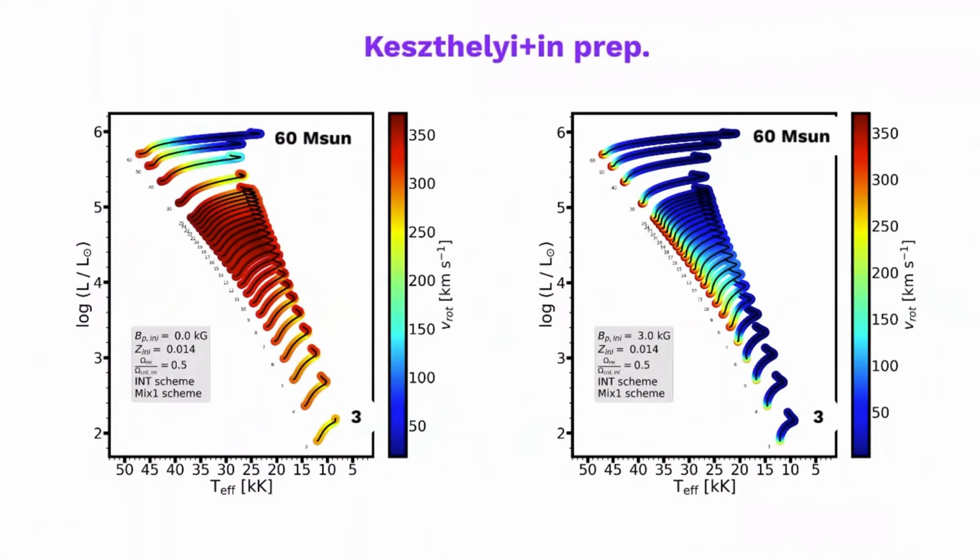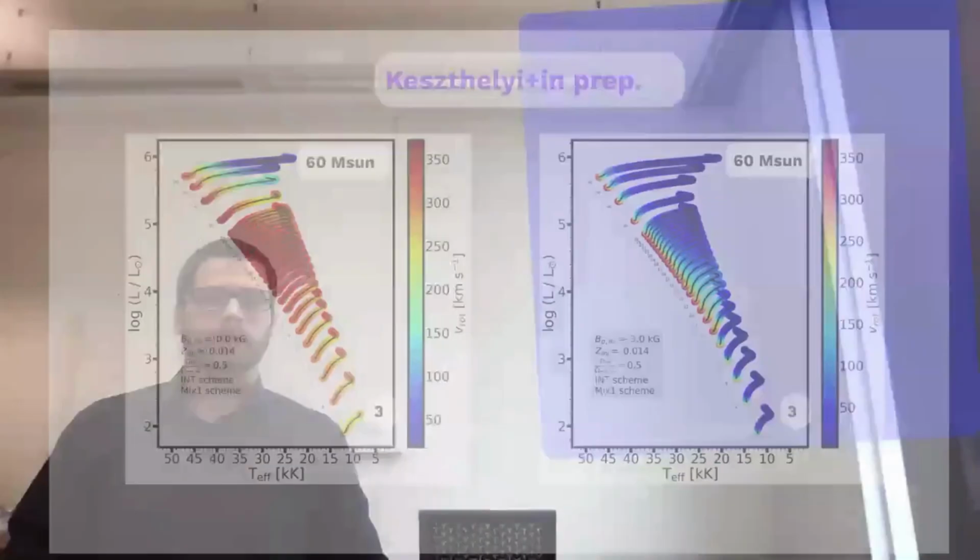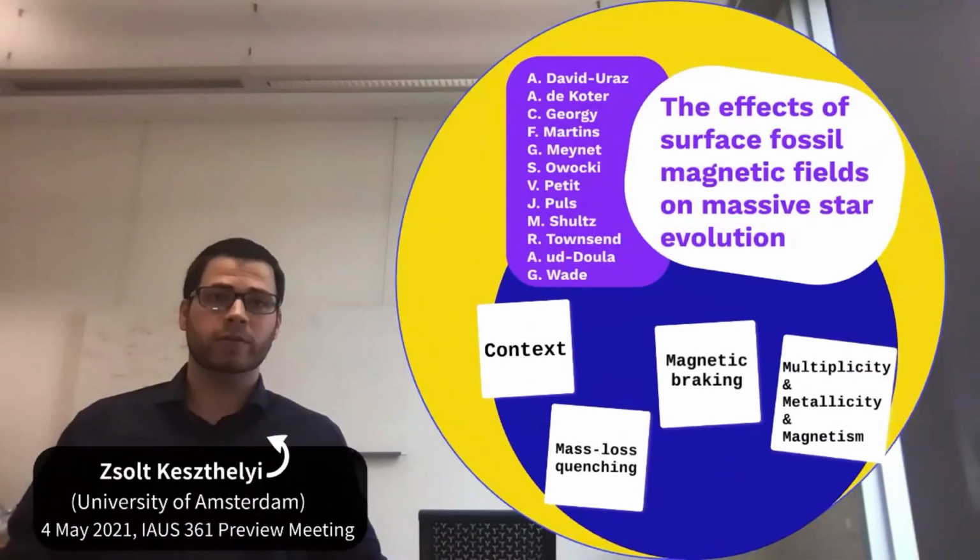Finally, we are computing a large grid, which can be used for comparisons with observations. These are the first results for a galactic metallicity, the left showing non-magnetic models and the right showing magnetic models. This will shortly be extended to the LMC and SMC. So, to summarize, we are studying the impacts of fossil magnetic fields, which have far-reaching consequences. Also, to reiterate, observed magnetic stars need to be compared with appropriate evolutionary models. Thank you.